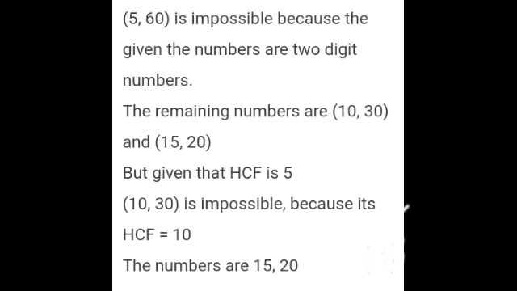So the remaining numbers are 10 comma 30 and 15 comma 20, but the HCF is 5. 10 comma 30 is impossible. How? Because the highest common factor of 10 and 30 is 10, my dear students. In the 10th table both numbers come: 1 ten is 10, 3 tens are 30. So the highest common factor is 10, but here the highest common factor is 5. So what is the remaining pair? 15 and 20. Therefore the answer is 15, 20.